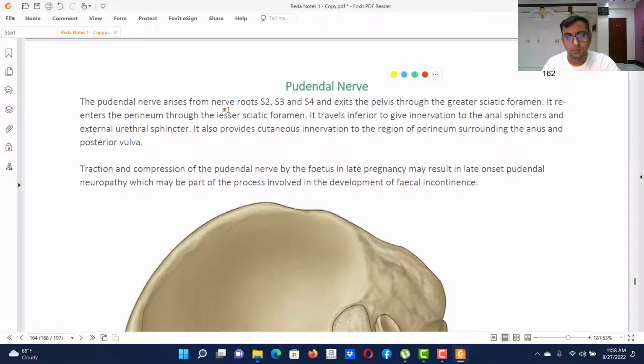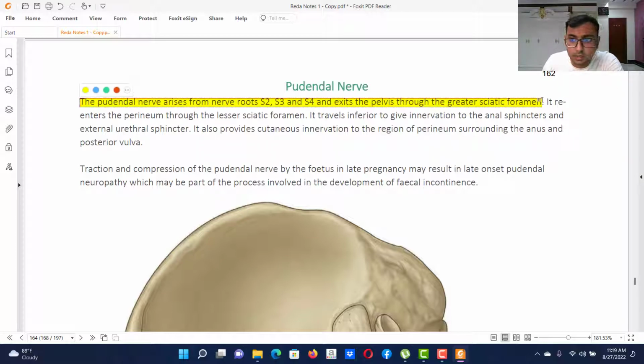Pudendal nerve. The pudendal nerve is the nerve which holds the feces and micturition, because it is the somatic branch of the pelvic viscera. It arises from sacral 2, 3, 4 and exits the pelvis through the greater sciatic foramen. Then it re-enters the perineum through the lesser sciatic foramen. It travels inferiorly and gives innervation to the anal sphincter and external urethral sphincter. So this is the nerve which holds micturition along with defecation.